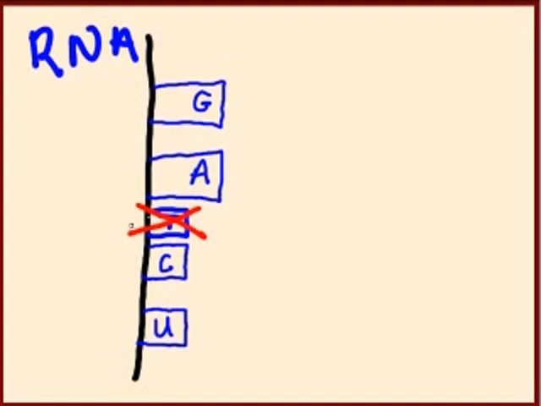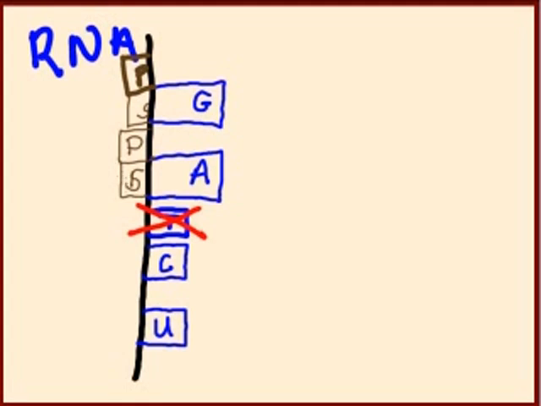And just as before, in this one, the backbone is going to be composed of a phosphate and a sugar. A phosphate and a sugar. And so that's going to go all the way down. All of that's the same.